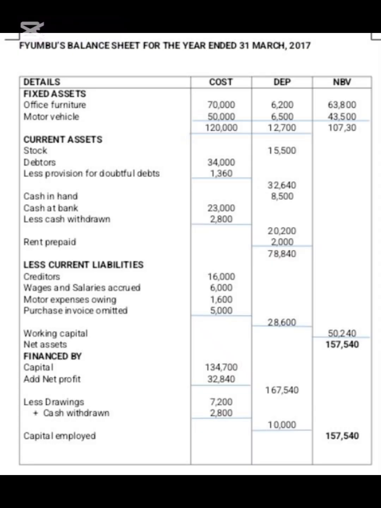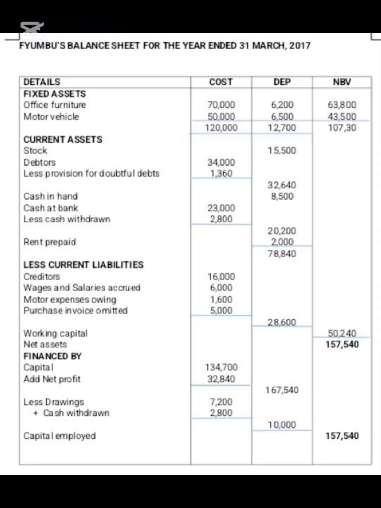43,500 kwacha. So you add 70,000 plus 50,000, giving you 120,000 kwacha. 6,200 plus 6,500, giving you 12,700. Then you also add what is on the net book value, which should give you 107,300 kwacha. Then we go for the current assets.